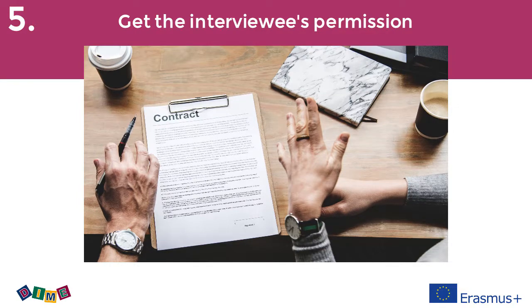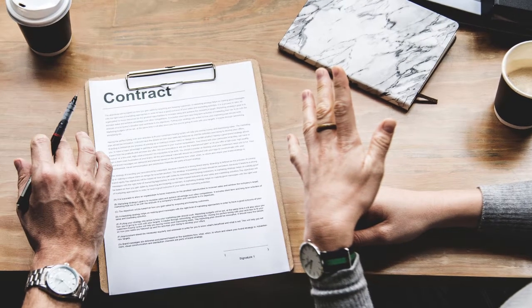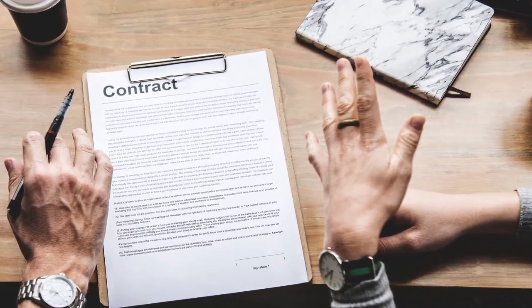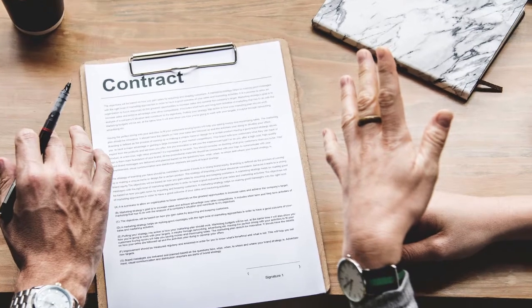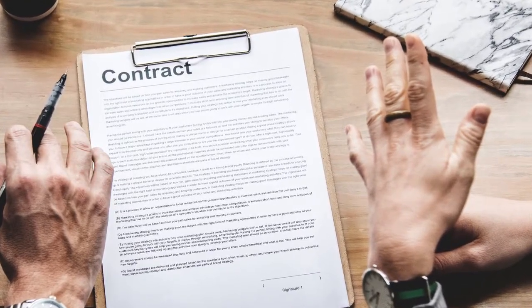Tip number 5. Get the interviewee's permission. Get a signed release form from your interviewee if you plan on showing this film anywhere other than your home. Avoid filming children and young people under 18 until you are aware of the legal issues that come along with this.